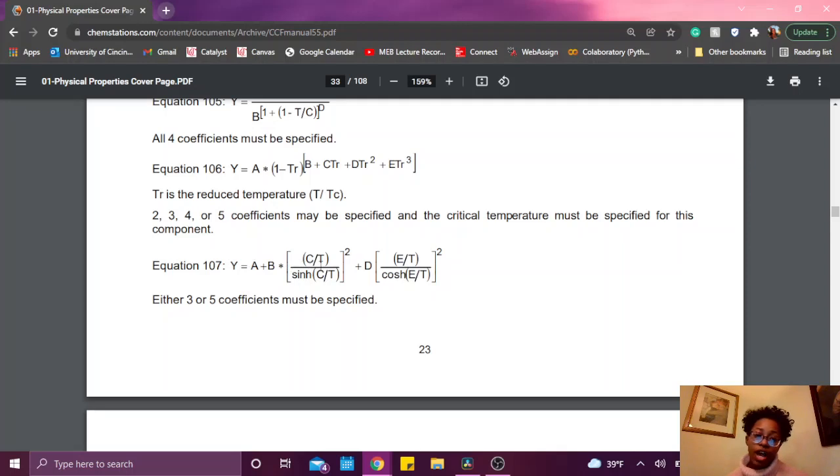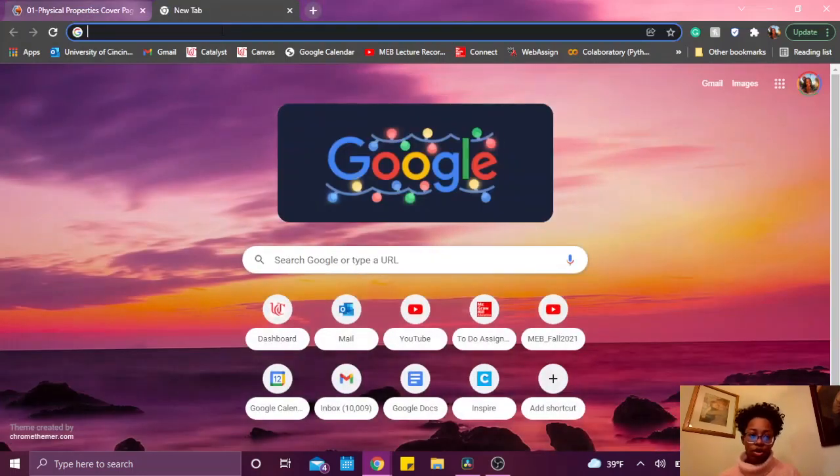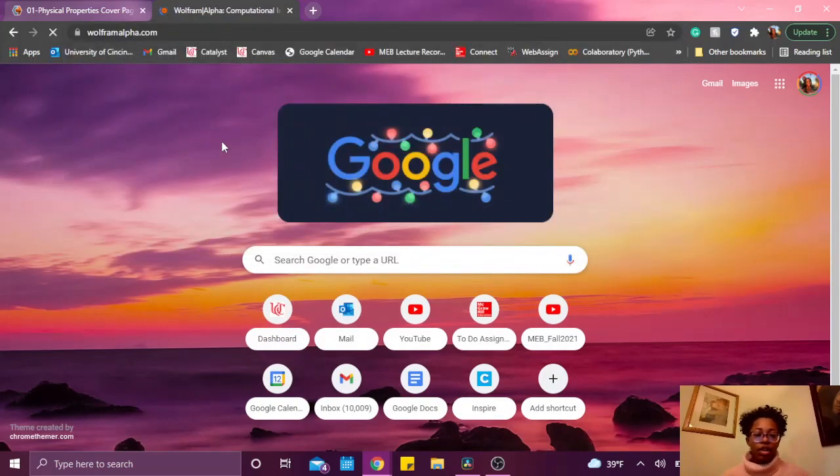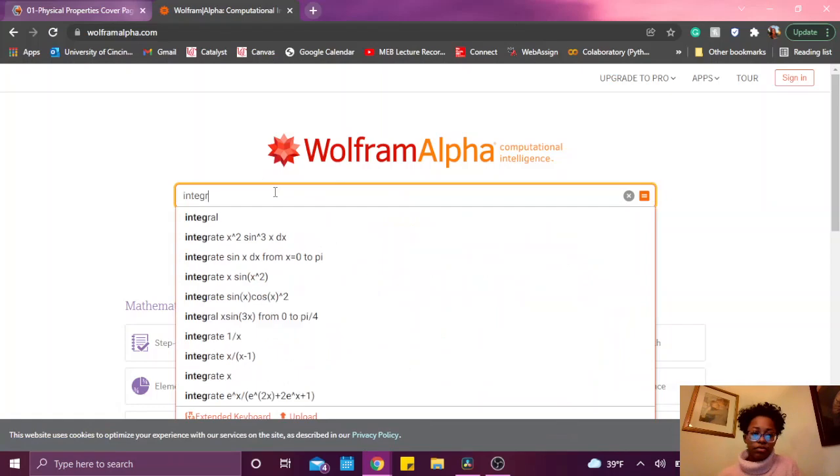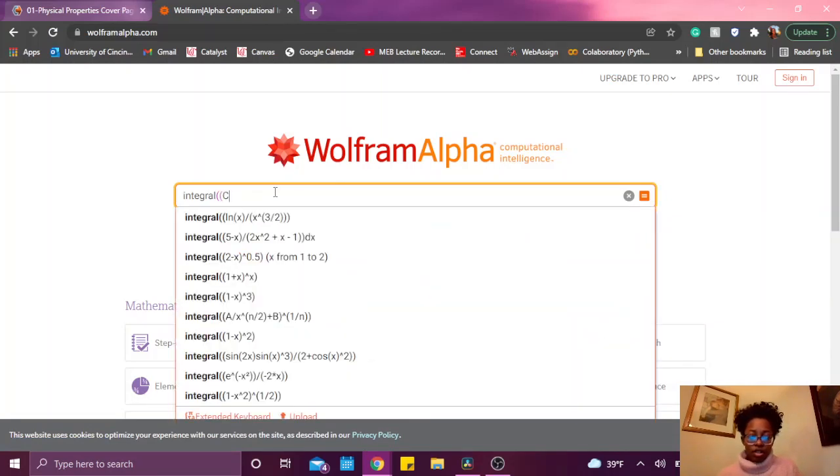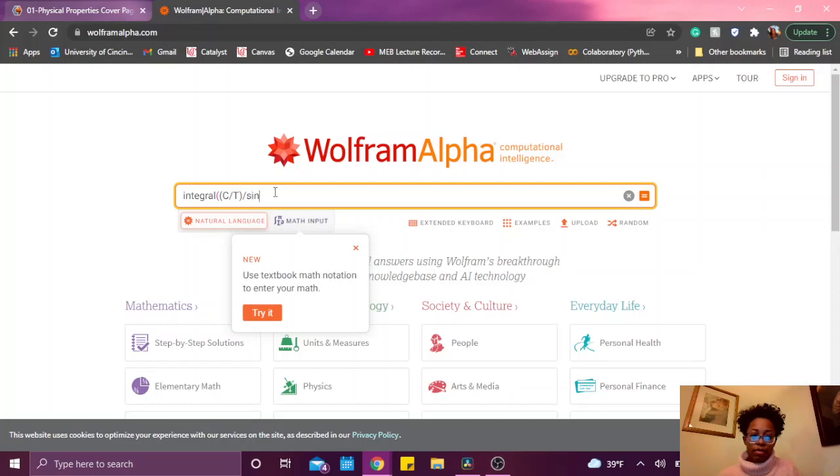We should be able to do that pretty easily with the constant a, because once we integrate it, it'll just be a times t. But for the terms that include b, c, d, and e, it'll be much harder because this isn't a simple integration to do. So we're going to go to Wolfram Alpha and do the integration there. So we have the integral of (c over t divided by hyperbolic cosine of c over t) all squared, and we have to take that with respect to t.